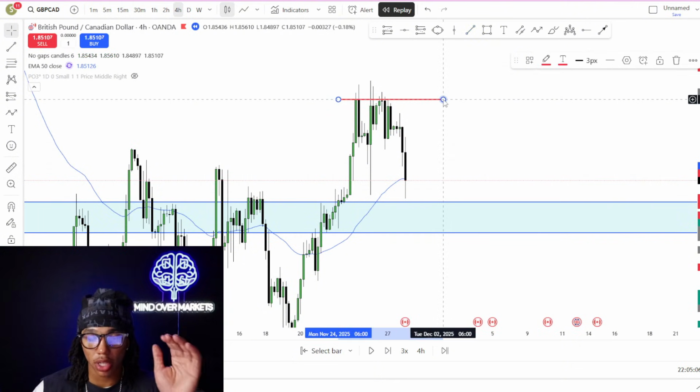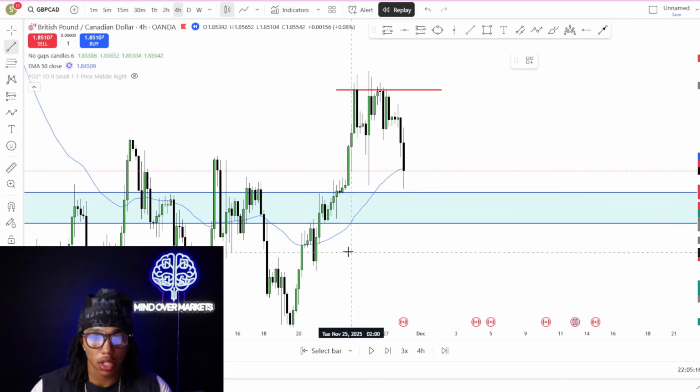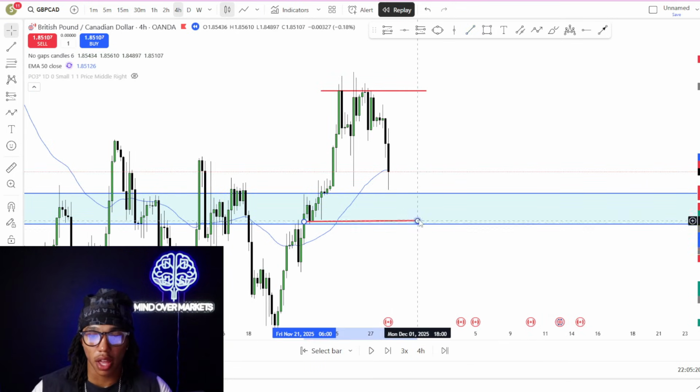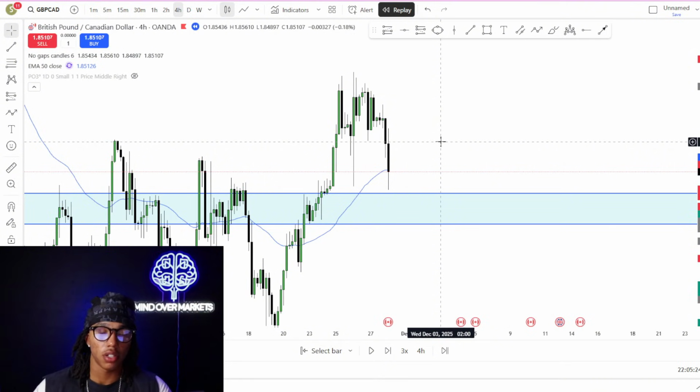All we need is at least 2 time frames in sync, whether that be the 4-hour and the daily or the daily and the weekly, not the 4-hour and the weekly because they're too far apart. So in this scenario, we have the 4-hour and the daily bullish. So we have 2 time frames in sync. So we're going to go with the trend. We're going to go bullish.